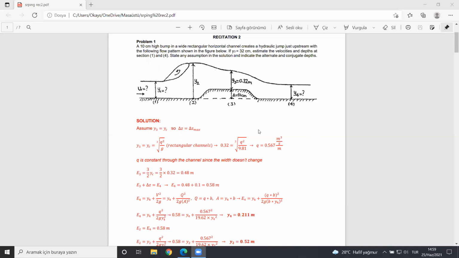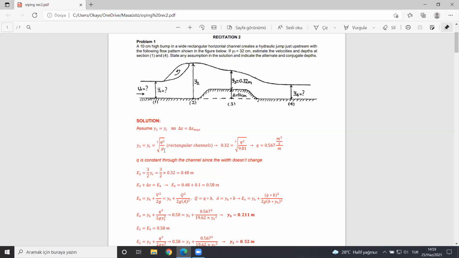If we start solving the question, first of all, we need to assume y3 will be equal to y critical, and therefore this upward step, delta z, will be equal to delta z max. Since we assumed y3 is equal to y critical, we can calculate y critical by the cube root of small q squared divided by g.